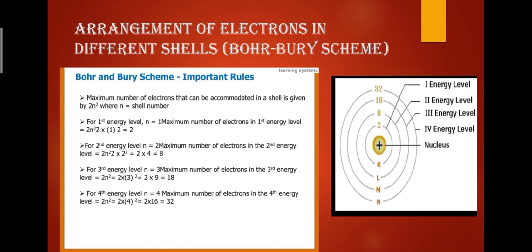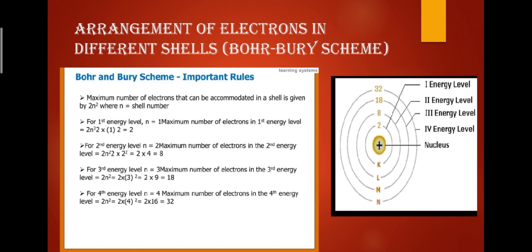Now the electron will first try to occupy the shell that contains the lowest energy level. Electrons will not try to occupy the next shell until the lowest energy shells are filled. So first the lowest energy shell will be filled. After that only the electron will move to the next shell. Suppose the K shell is empty and the electron moves to the L shell directly, that is not possible. First the lowest energy shell will be occupied.